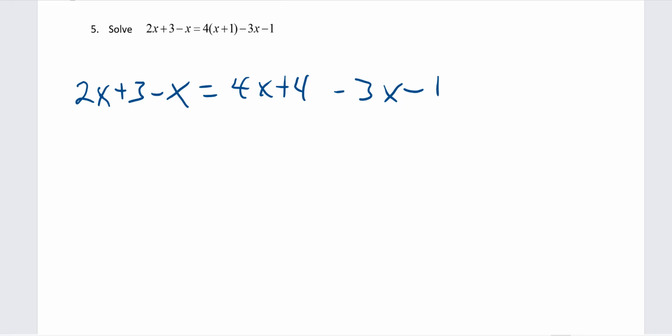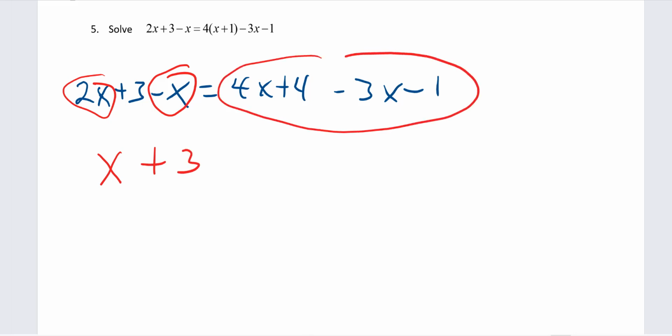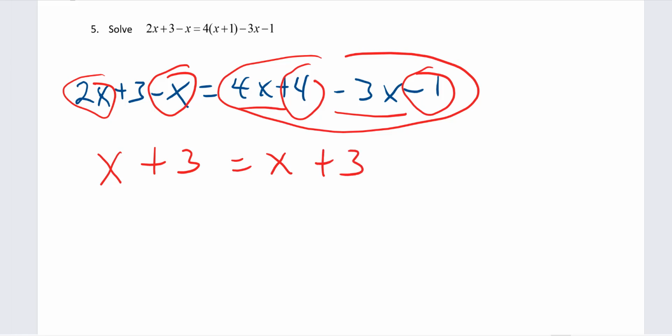I'm going to combine like terms. I have 2x minus x, that's just x. So the left side is x plus 3. Combining like terms over here, I have 4x minus 3x, which is x. And I have 4 minus 1, which is a positive 3. So now I have x plus 3 equals x plus 3. That tells me what the final answer must be.